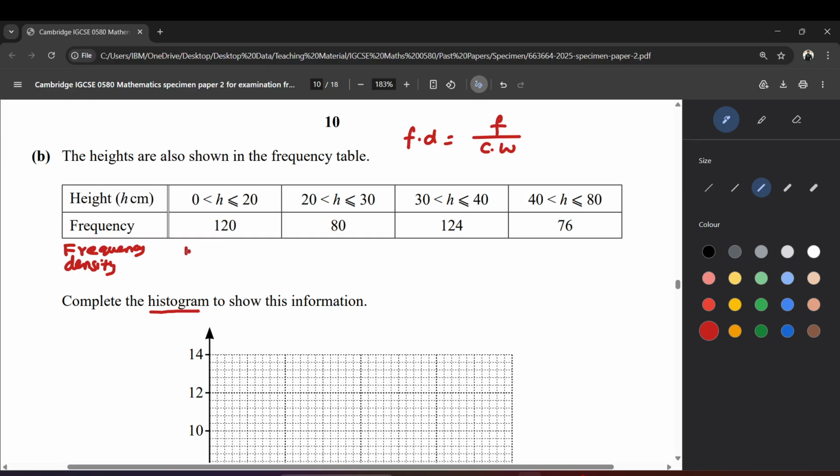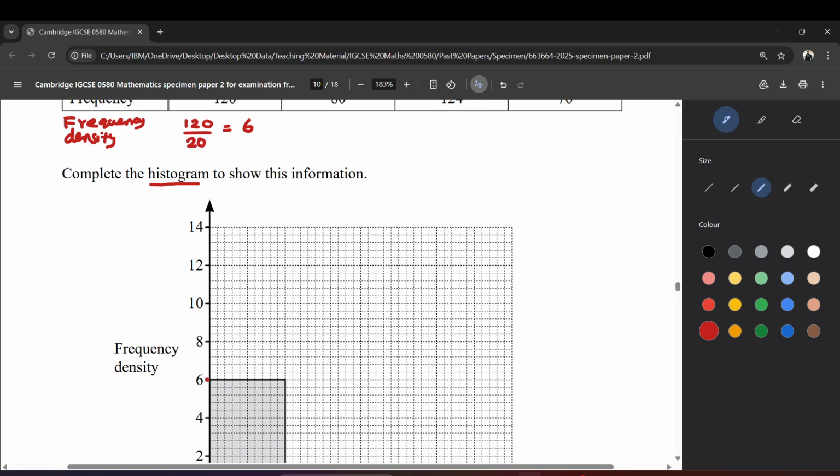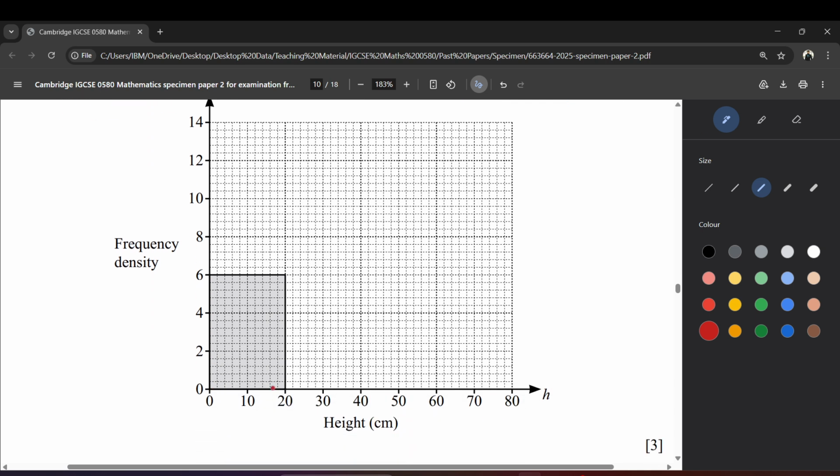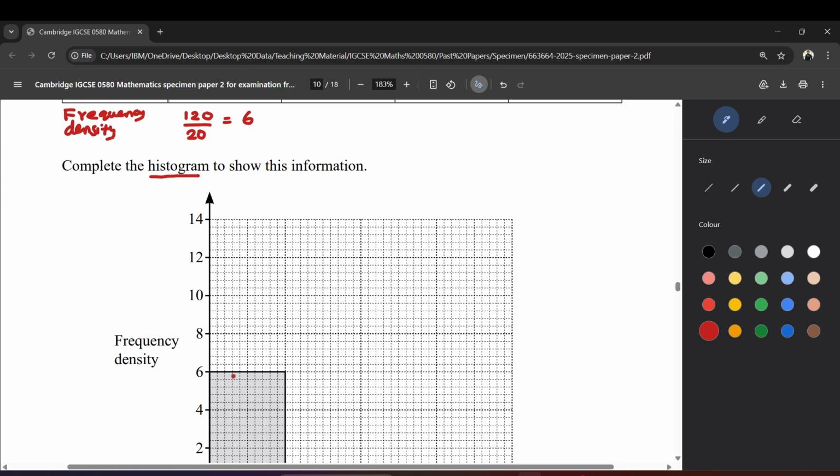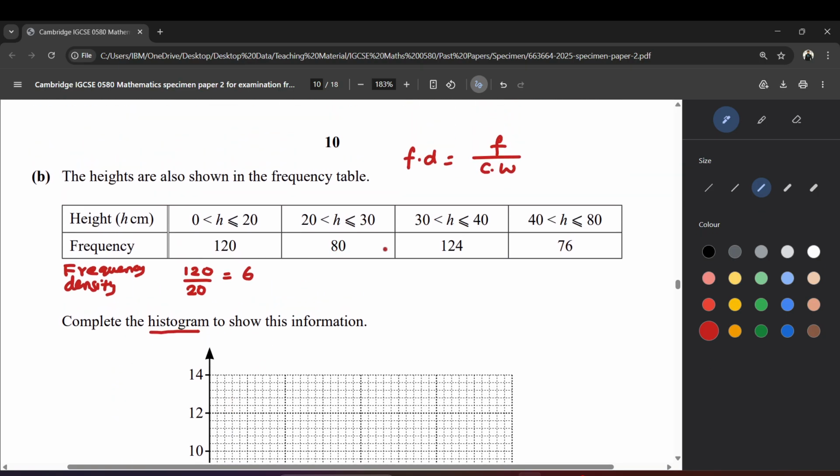Now the frequency is 120 divided by class width, which is 20 minus 0, so that will be 20. Therefore this becomes 6. And you can also see the frequency density is 6 between 0 and 20. So you can verify that yes, you're going in the correct direction. Now we need to find it for the other three bars.